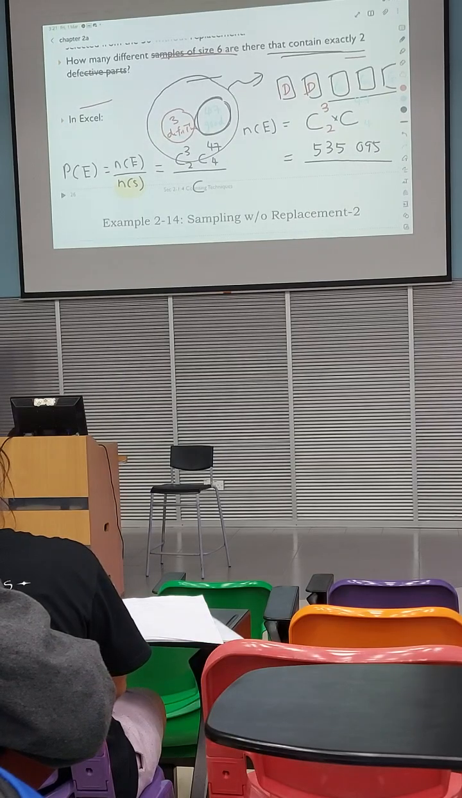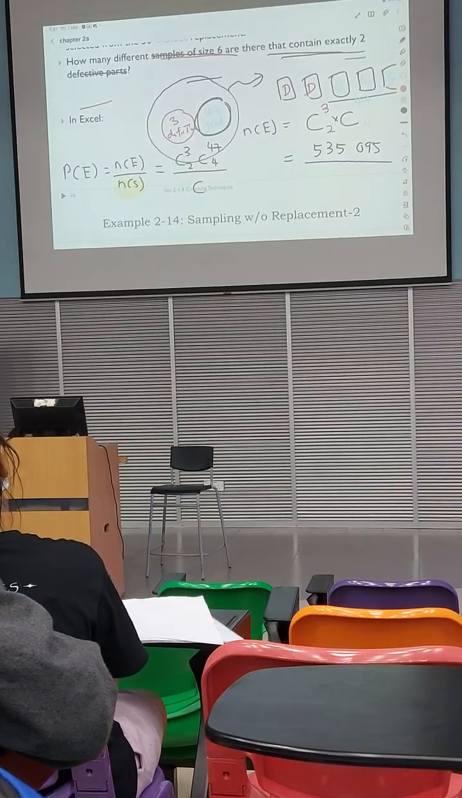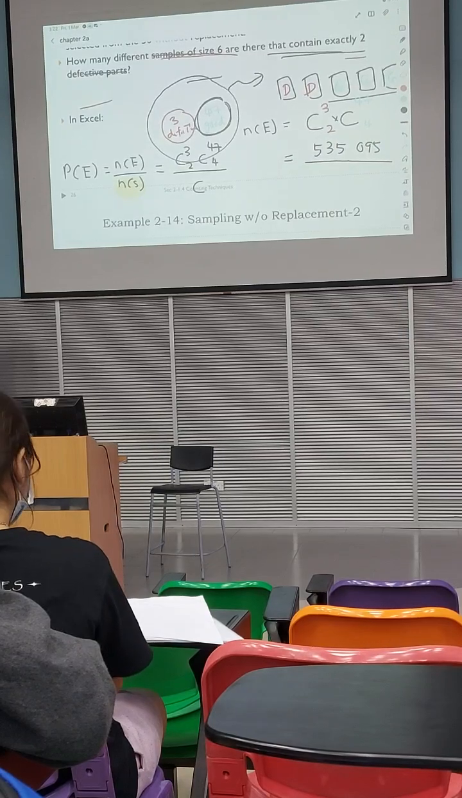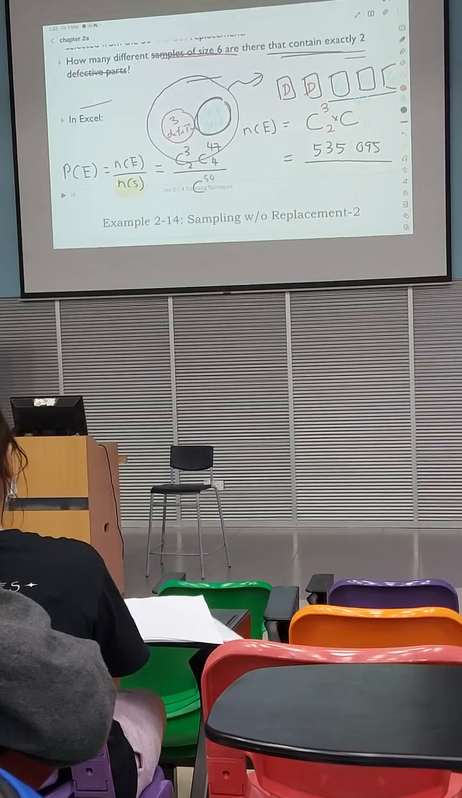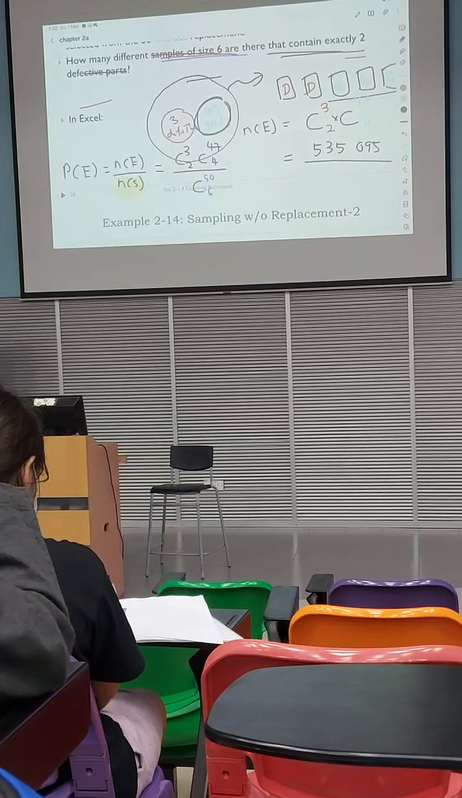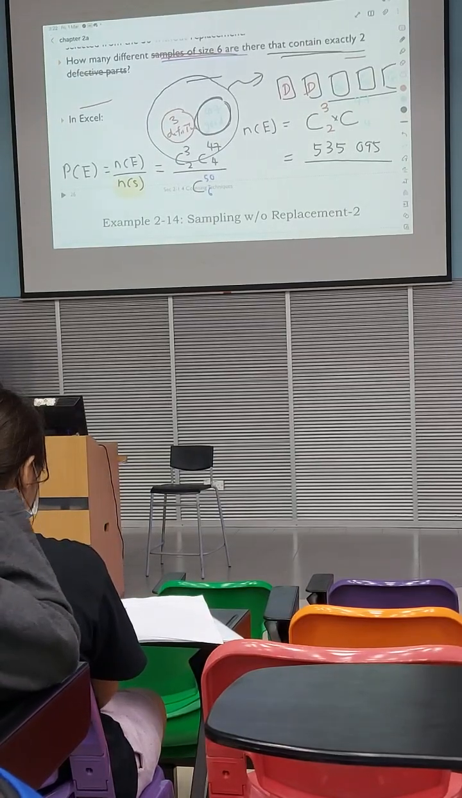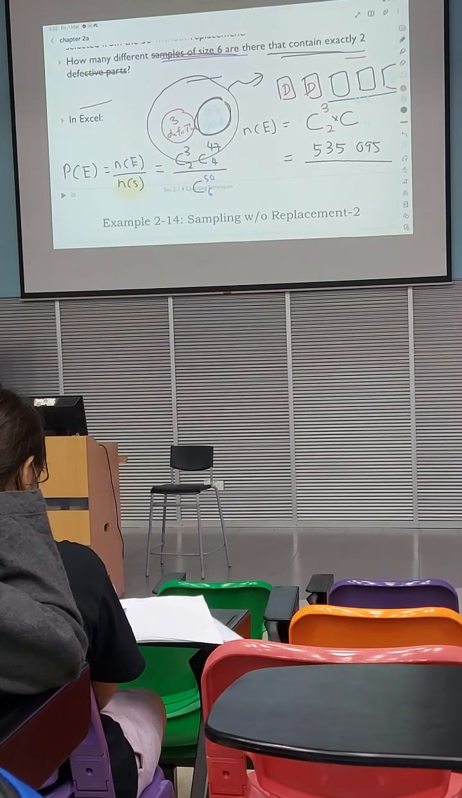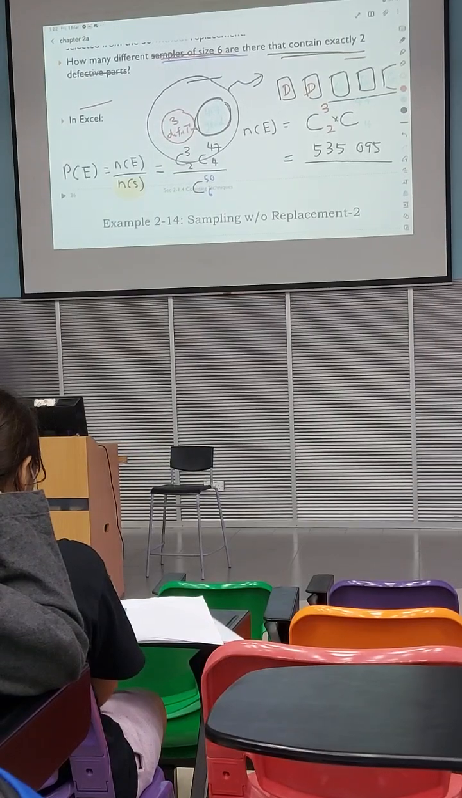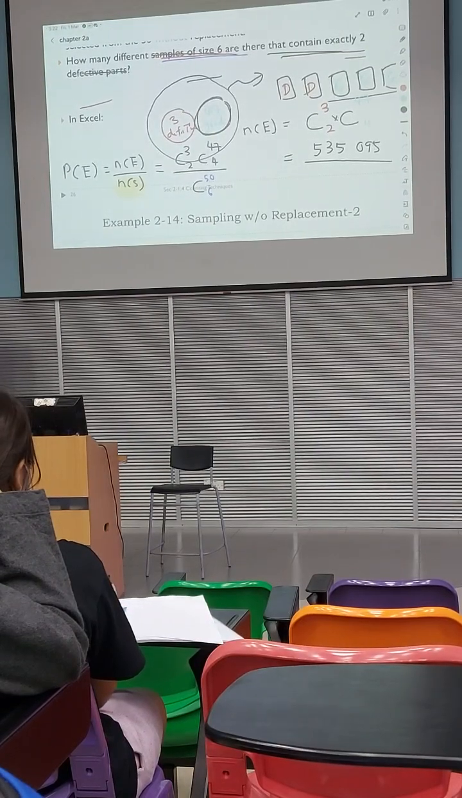You need to count the number of sample space. It is 50 choose 6. Why 6? Because every time we will pick 6 samples from here, we will withdraw 6 samples. And why 50? Altogether we have 50. So 50 choose 6.